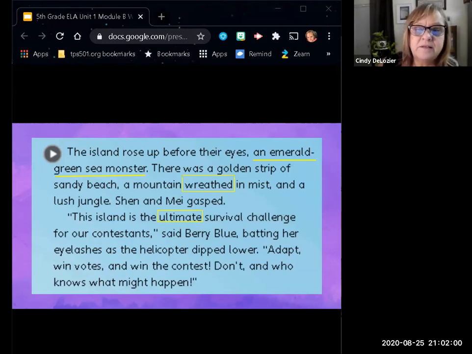I also boxed another word that I did not give you as a vocabulary word. The word is wreathed. How would you use context clues to identify what the author means? There was a golden strip of sandy beach, a mountain wreathed in mist, and a lush jungle. Shen and May gasped. Think about that word. How would you identify what it means? Context clues would include reading before and after the identified word.